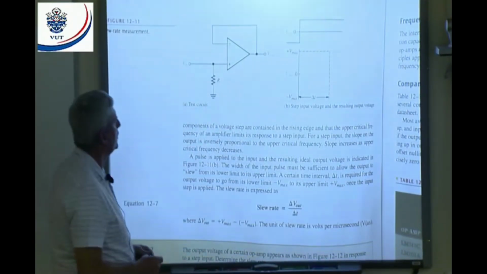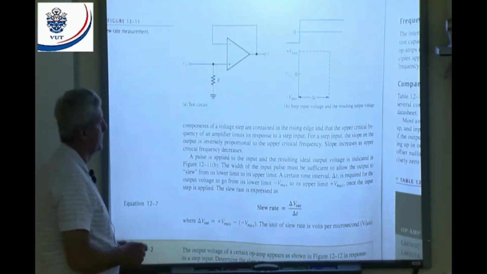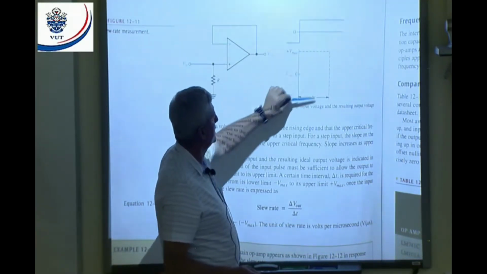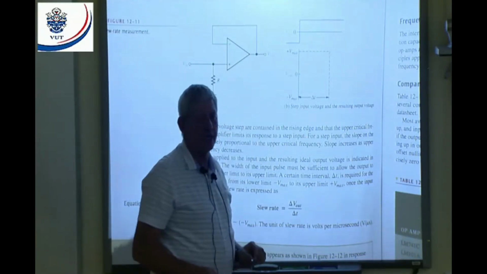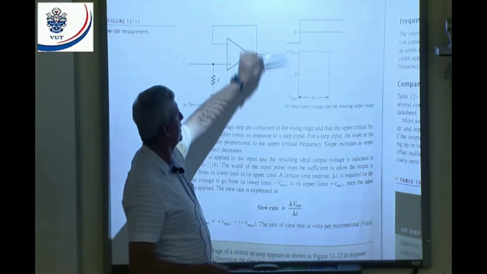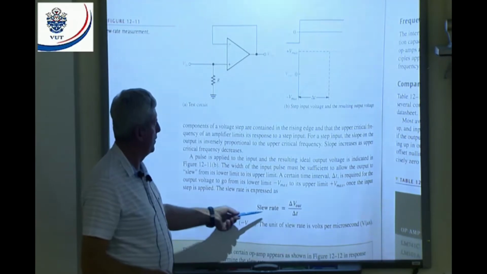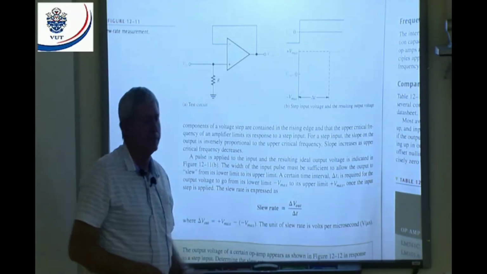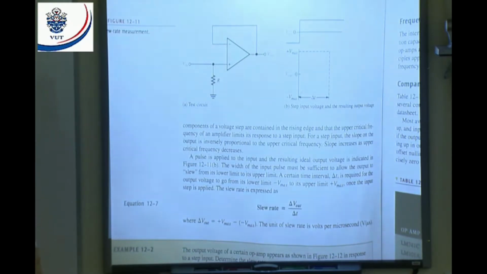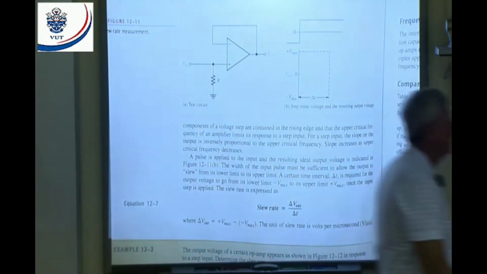And how do we do it? You can see here, from negative to positive, it takes a certain time. That's why they talk about delta T, the change in time. We are also going to look at the change in voltage. And then they say slew rate is delta V out divided by delta T. The change in output voltage divided by the change in time. Now, best to illustrate that, let's have a look at the example.